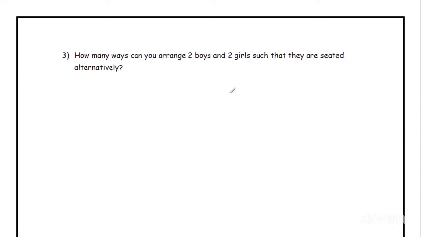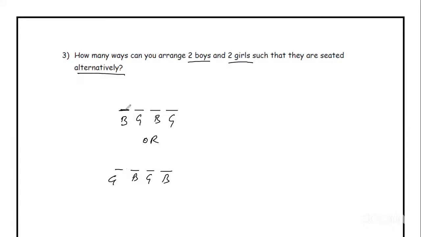How many ways can you arrange 2 boys and 2 girls such that they are seated alternatively? I'm just moving on to the solution here. You can pause the video if you want to solve it on your own. So 2 boys and 2 girls, I've got 4 dashes. Now I want them to be seated alternatively, so I can have boy, girl, boy, girl, or I can have girl, boy, girl, boy, and that's about it. There are just 2 ways to arrange them.